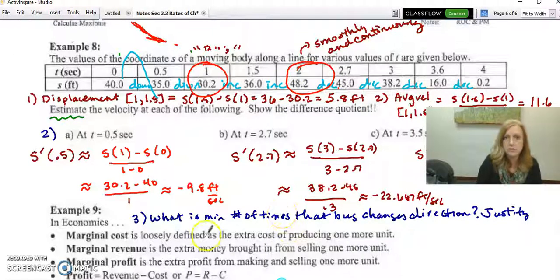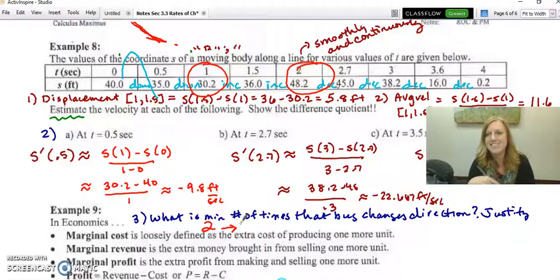So the answer that we're going to say is that the minimum number of times the bug changed direction, I would say, is at least 2 times. But now the justification that you're going to give is something where you ask, what can I use to justify this? And you have to use one of those existence theorems.